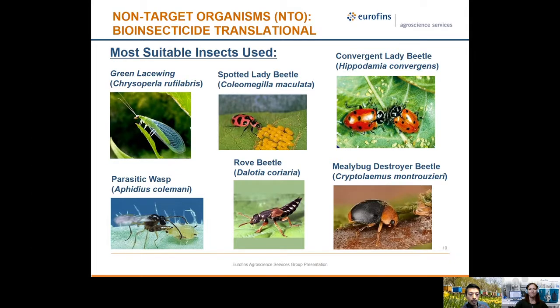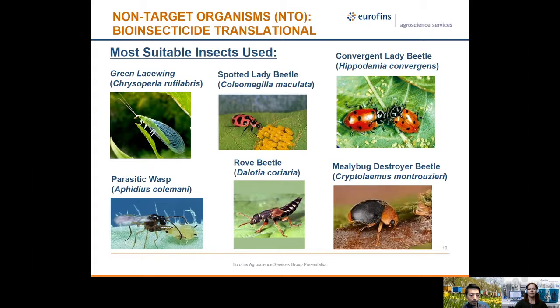Okay, and so now that we finished talking about the microbial oral testing, we can move on to the bioinsecticide testing, what we call translational studies. And for these studies, here I show the group of organisms that are most suitable for these tests.